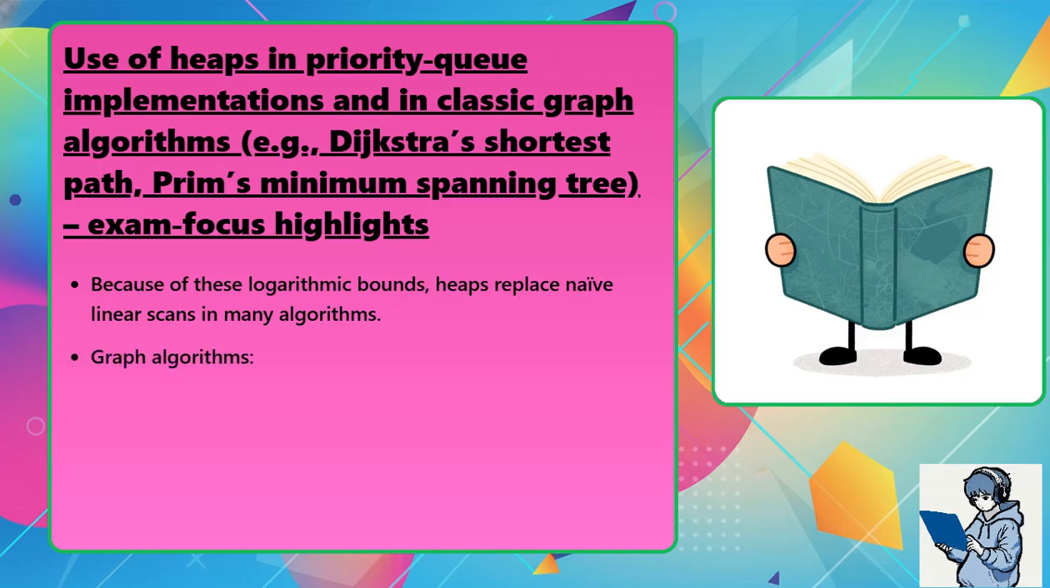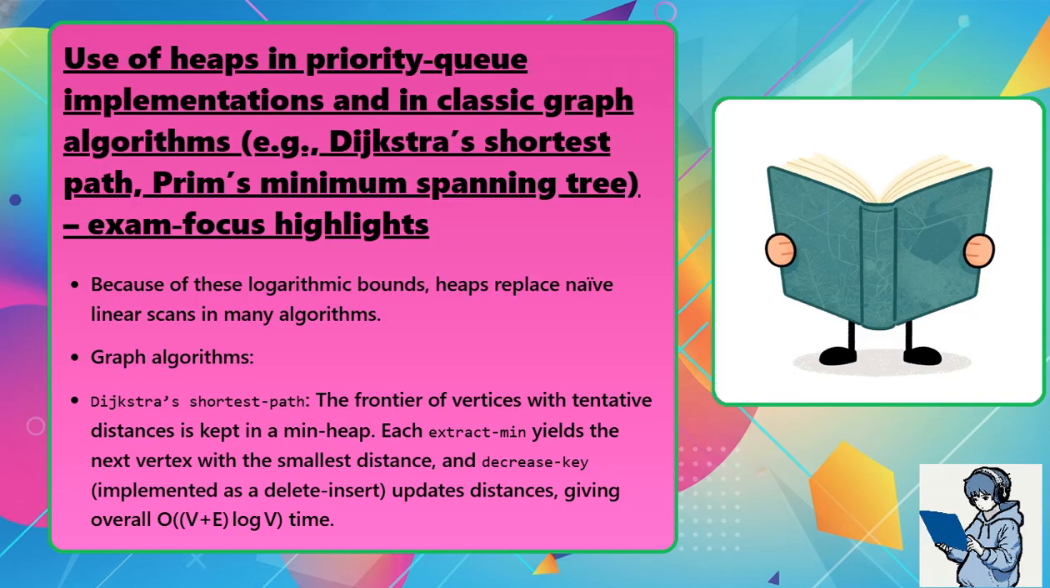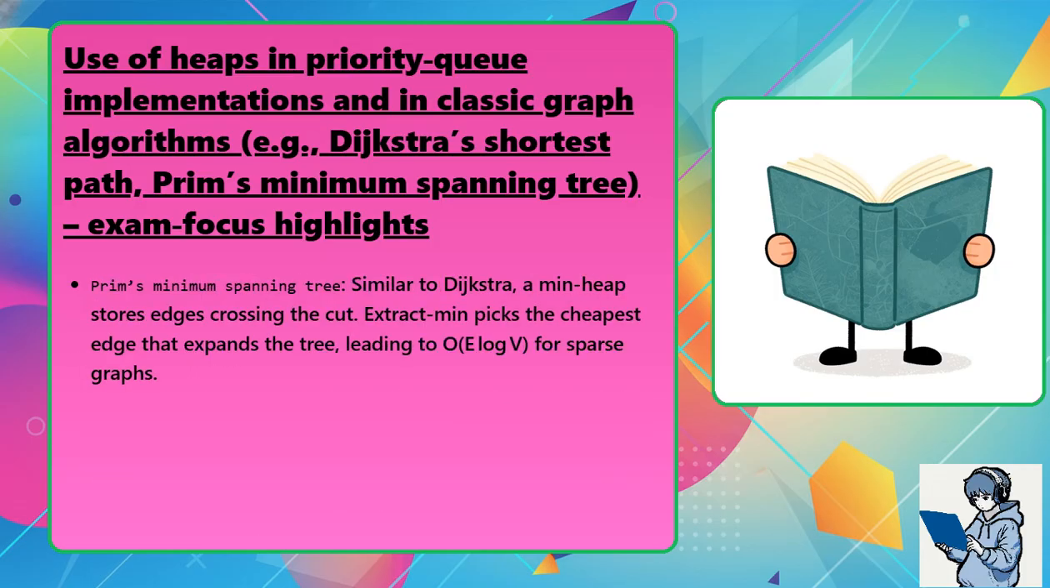Graph algorithms. In Dijkstra's shortest path, the frontier of vertices with tentative distances is kept in a min heap. Each extract min yields the next vertex with the smallest distance, and decrease key, implemented as a delete and insert, updates distances, giving overall O((V+E) log V) time. Prim's minimum spanning tree is similar to Dijkstra: a min heap stores edges crossing the cut. Extract min picks the cheapest edge that expands the tree, leading to O(E log V) for sparse graphs.